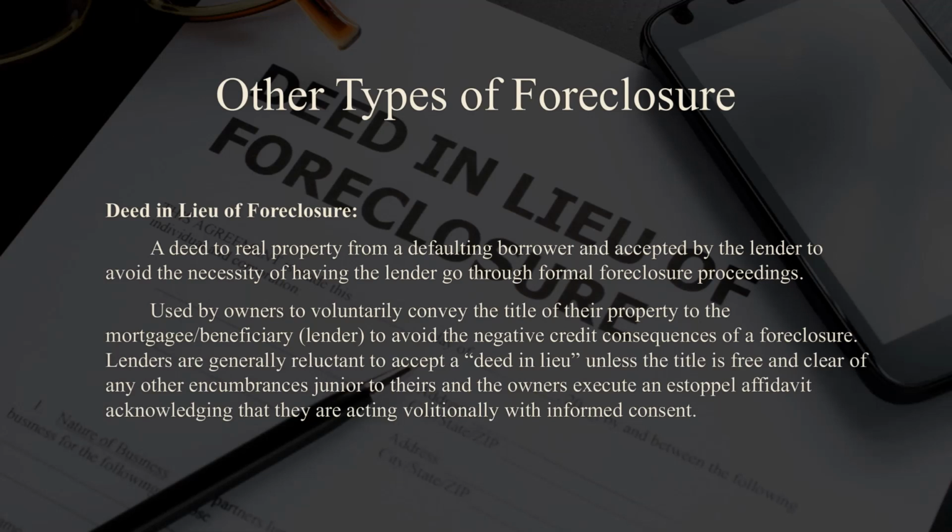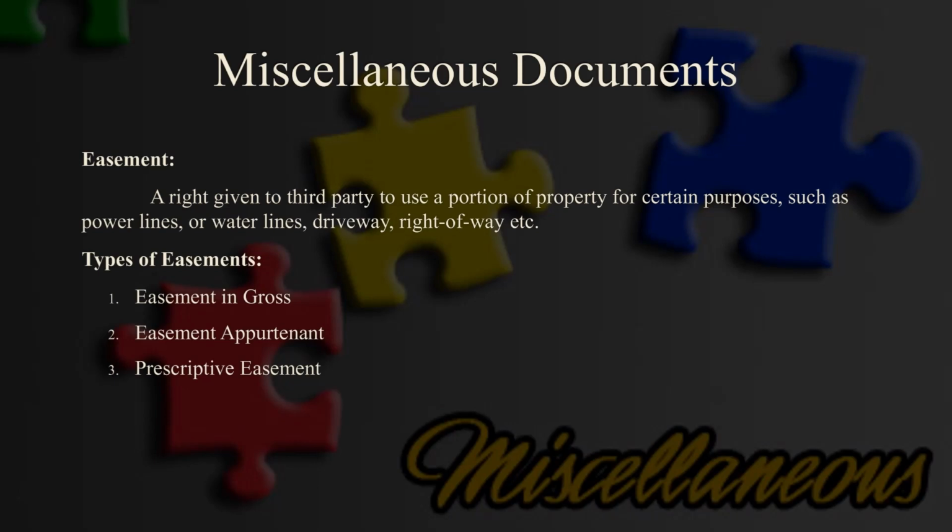All attempts at selling the house before foreclosure were unsuccessful, and there is no other mortgage in default. Next we will see about miscellaneous documents one by one. First one is easement. What is meant by easement?